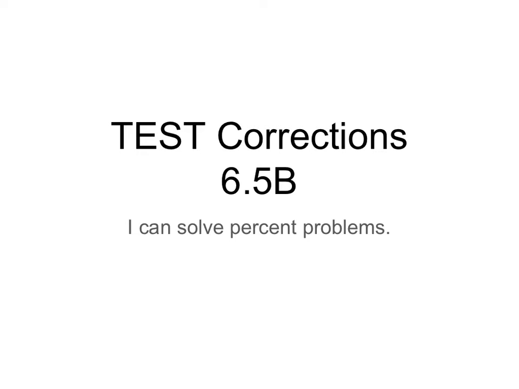Okay, so this is test correction 6.5b. Make sure that you have "I can solve percent problems" and that you have a sheet of paper so you could separate it into your two columns. Remember, put in the title. That way we know which test we're bringing your grade up with. Also, make sure that you write your name on the top.